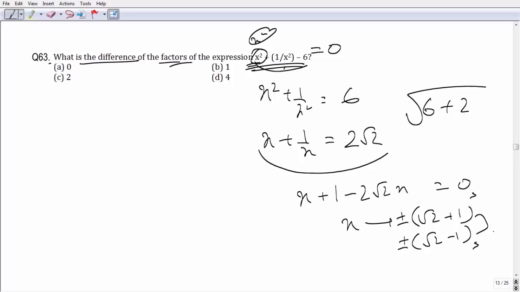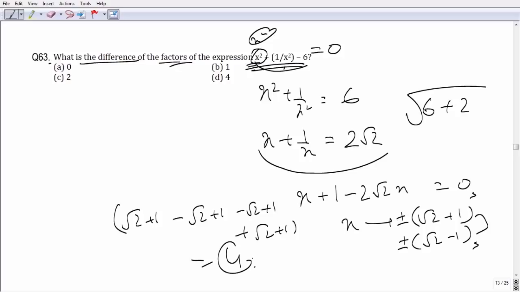And with that view, we can say that the required difference turns out to be root 2 plus 1 minus root 2 plus 1 minus root 2 plus 1 plus root 2 plus 1. And from this the value turns out to be 4, which leaves behind option number D as your answer.